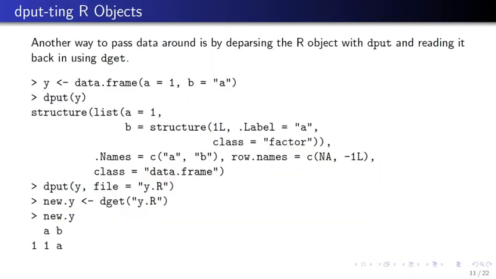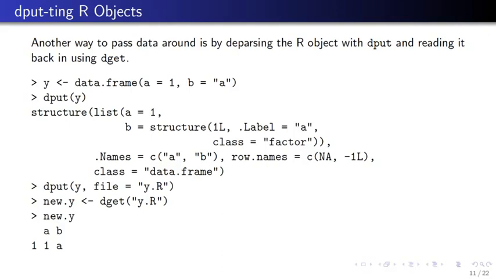So the dput function takes an arbitrary R object, and it will take most types of R objects except for some more exotic ones, and it will create some R code that will essentially reconstruct the object in R. Here I'm creating a small data frame. It's got two columns. The first column is called a, the second column is called b. And then I'm going to dput this data frame, and if you just call dput, it will output the result to the console.